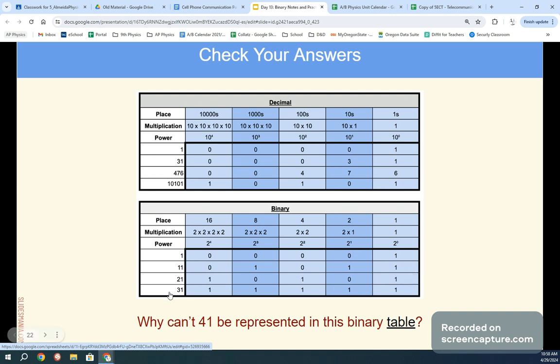We could even code something like 31, which is 16 plus 8 plus 4 plus 2 plus 1 gets us 31. We couldn't put 41. We couldn't even put 32 because we need another column in order to fit those numbers, right? We would need a 32 column in order to fit the next set of numbers.